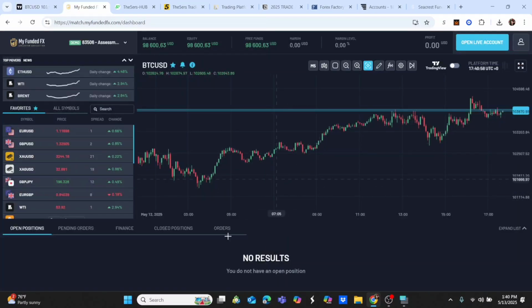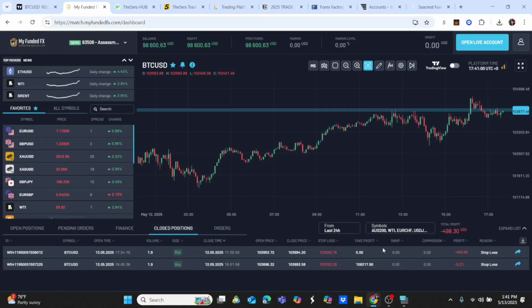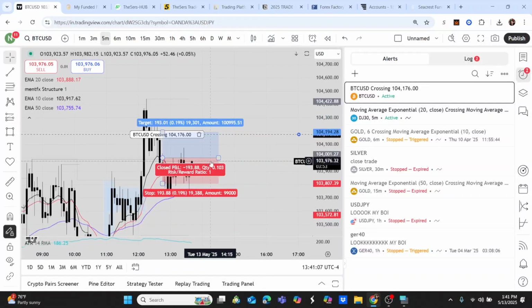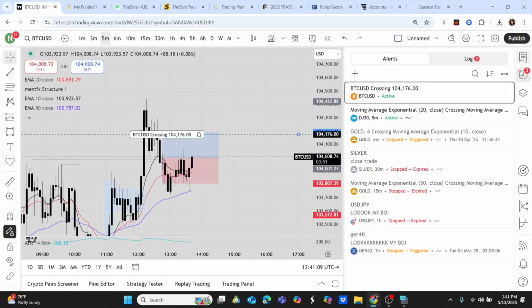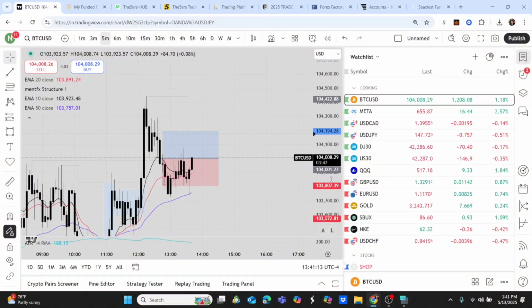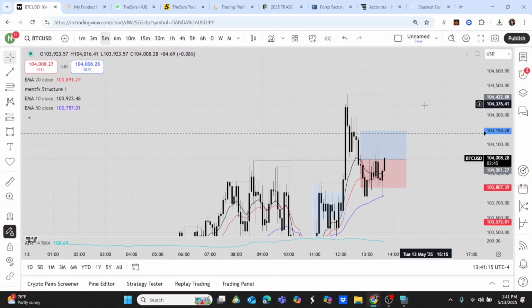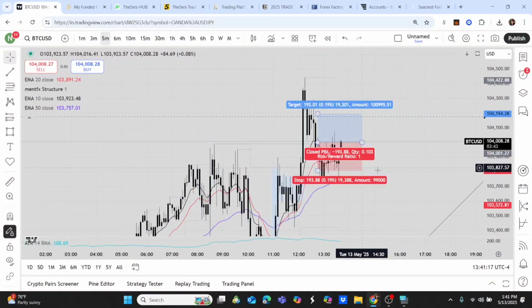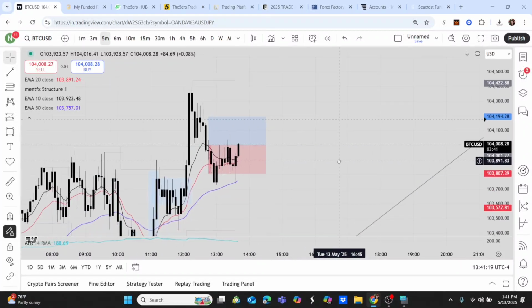So as you can see right here, I had got stopped out on that position for a loss. So we took one break even, one loss for the day. Price, this is what it looks like right now. Price could potentially set up one more time. I do have a rule of no more than 2 losses in a day. So, and these are challenges as well.